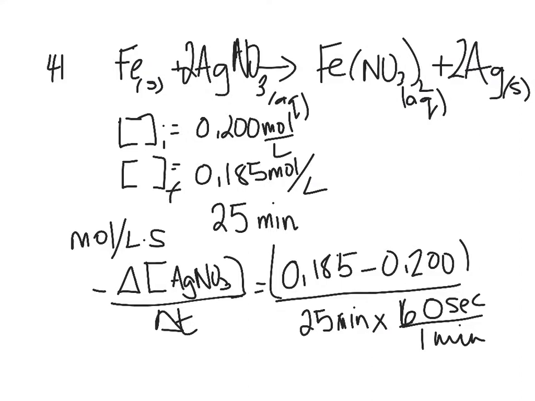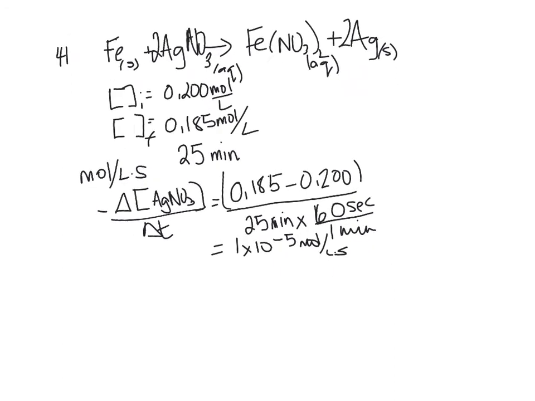So, what is this value? This will give you the rate of change, how silver nitrate changes over a 25-minute period as a rate, moles per liter per second. Give me the rate of production of the formation of silver.